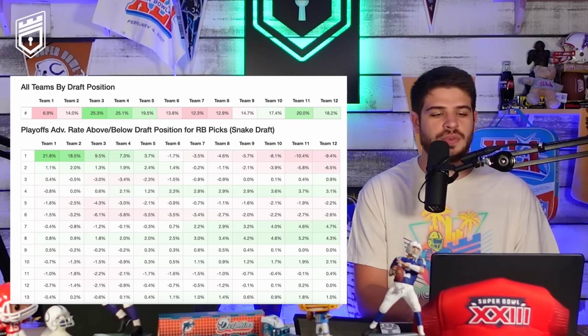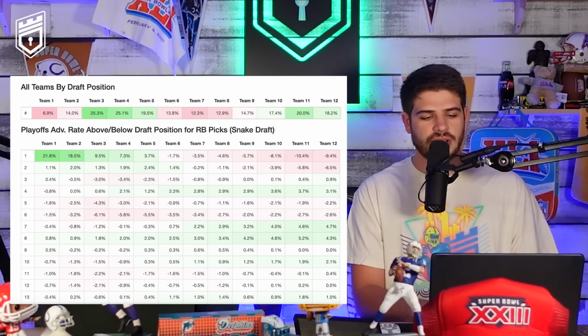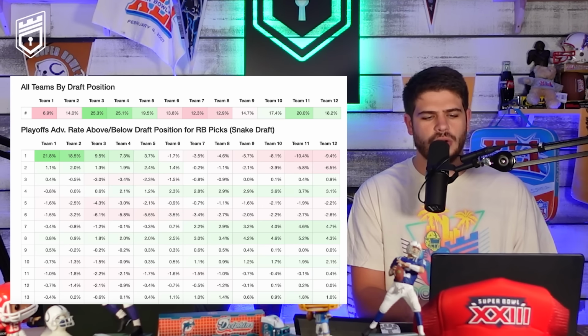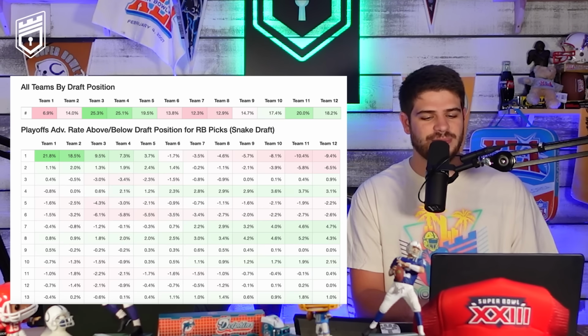This is from last year. This is from 2023. And you'll notice right off the bat when you look at this, there are some clear hot spots and there are some clear low spots here. Or danger zones. Danger zones. That's what we're going to call them. Cold sores.